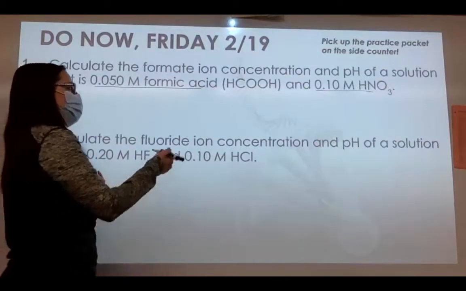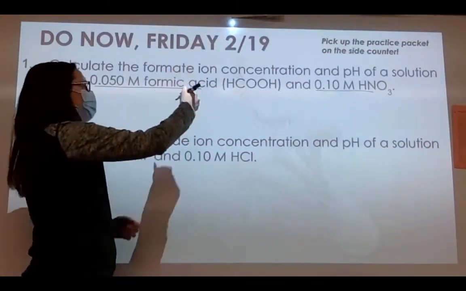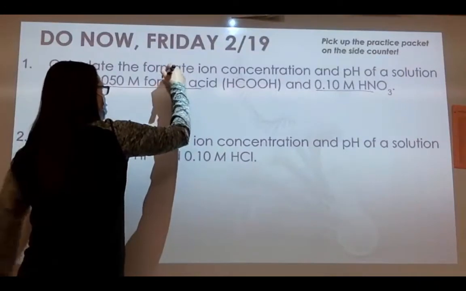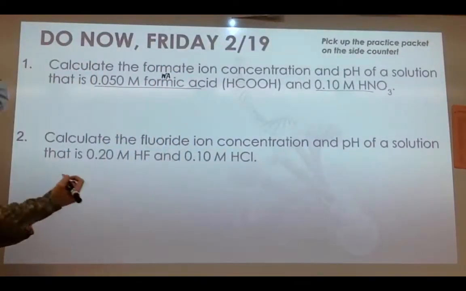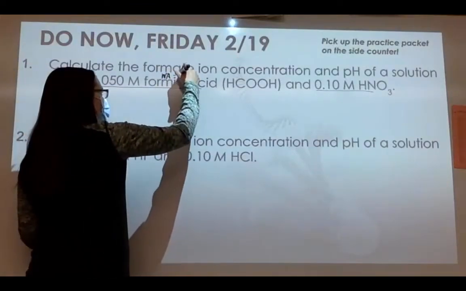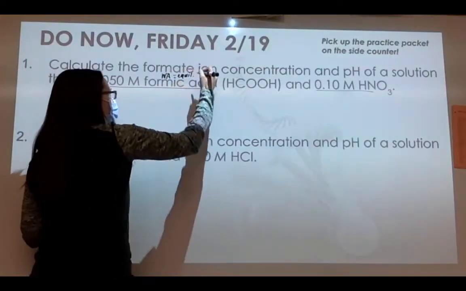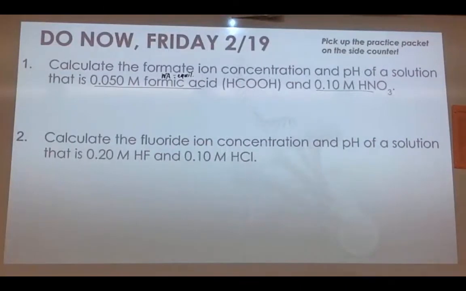So formic acid is an acid, because it says so, but it's not one of the 7 strong acids, so we're going to label this weak acid. Remember that anything that is weak exists at equilibrium. So then think about what HNO3 is.